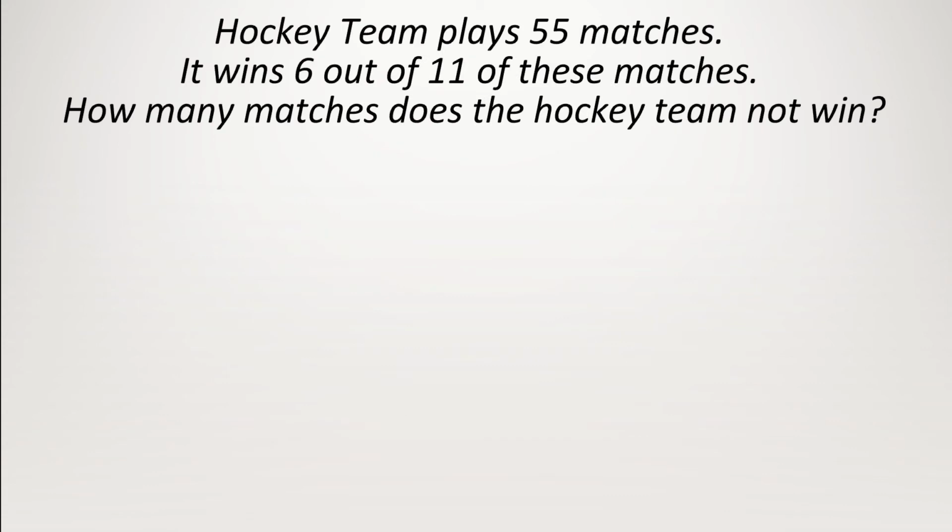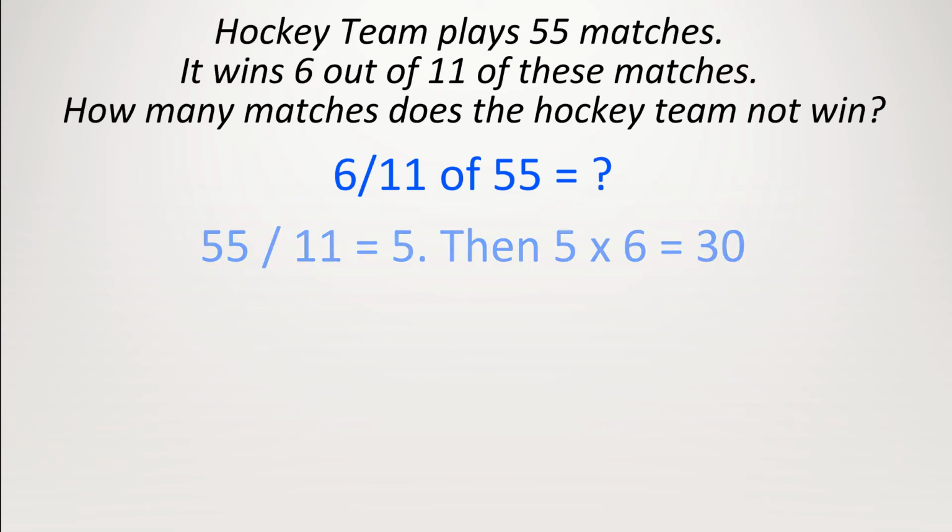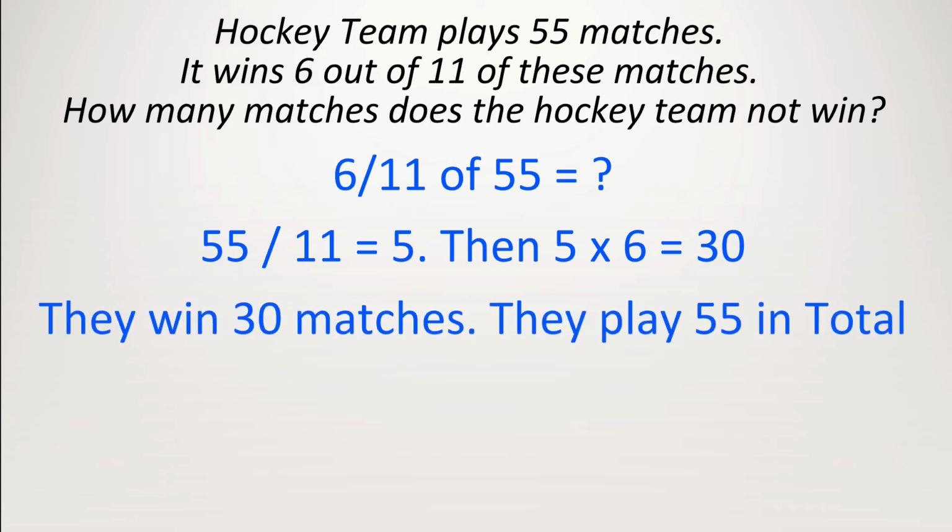A hockey team plays 55 matches in a season. It wins 6 out of 11 of these matches. How many matches does the hockey team not win? Let's work out 6/11 of 55. Firstly, we do 55 divide 11 equals 5. Times 6, the top number, equals 30. They win 30 matches. They play a total of 55. So how many did they not win? 55 minus 30 equals 25.